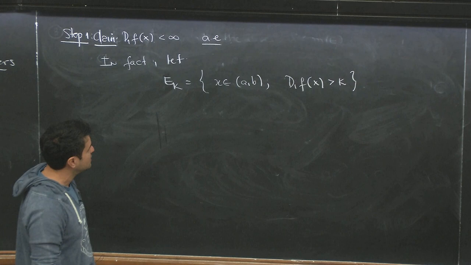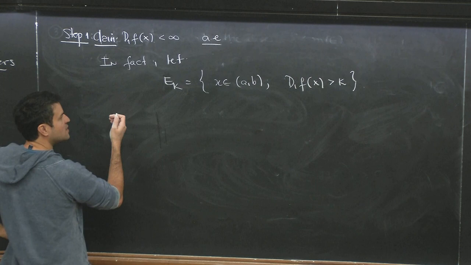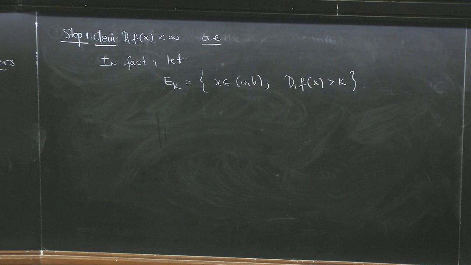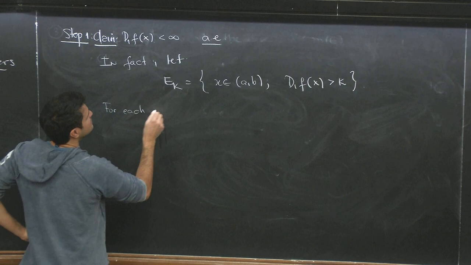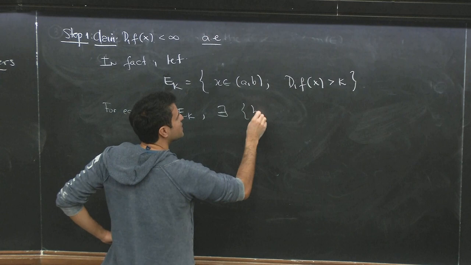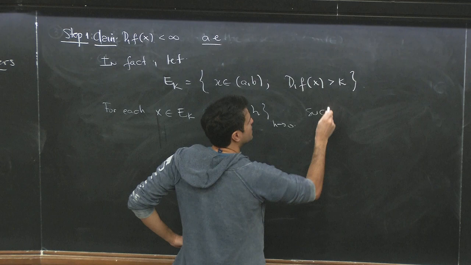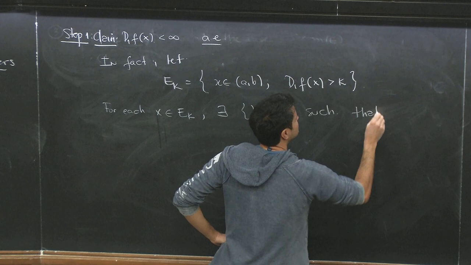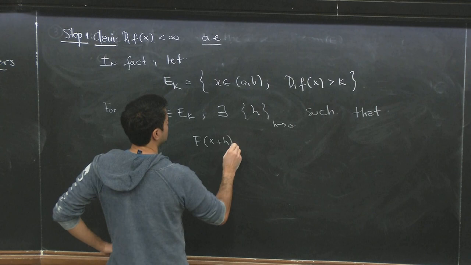So if a point x belongs here, what you know is that if D1 of f is bigger than k, then there is a sequence of h going to 0 such that these quotients here are bigger than k. So for each x in this set Ek, there exists a sequence of h going to 0 such that (f of x plus h minus f of x) over h is bigger than k.